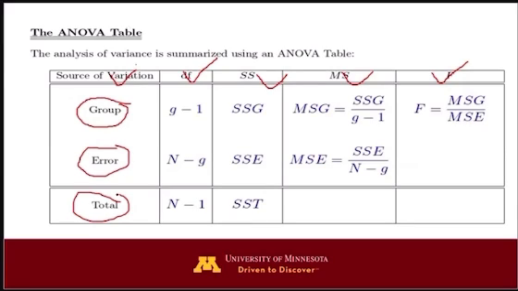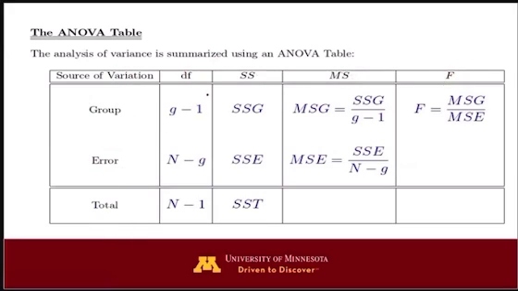After you have written all of that, the next thing is to fill up this place. The degree of freedom for group is always G minus 1. If you are comparing 3 groups, that will be 3 minus 1, which is 2. If you have 4 groups, that will be 3. If you have 5 groups, that will be 4. Does that make sense? Then you go to the next one, n minus G.